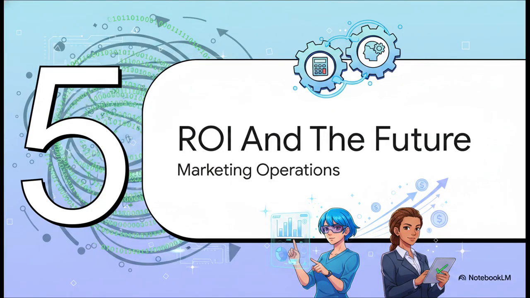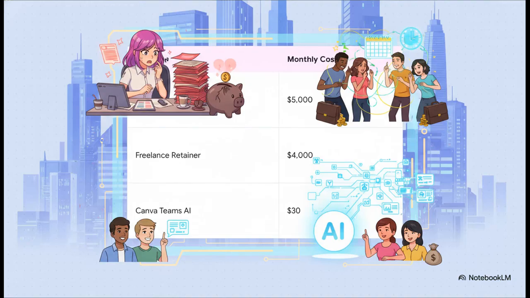Section 5, ROI and the future. The hard math of marketing operations. Now, what's really interesting here is the stark unit economics. When you break down the monthly costs, the contrast is staggering. Look, if you hire a junior designer, you're looking at an average cost of about $5,000 a month. Keep a freelance agency on retainer. That's probably going to run you around $4,000. But utilizing the new Canva Teams AI costs just $30 a month.